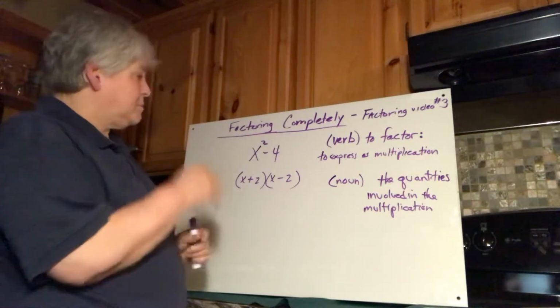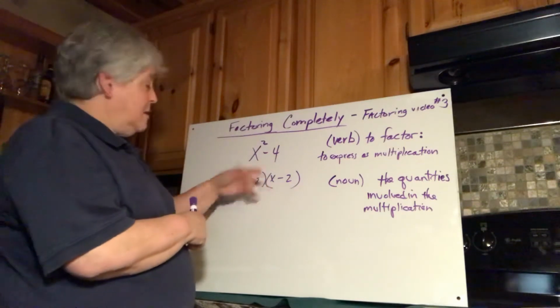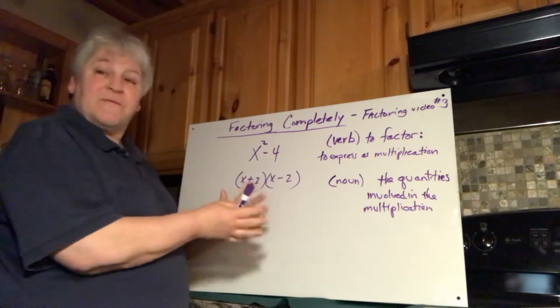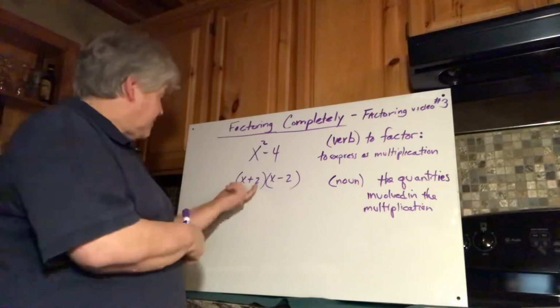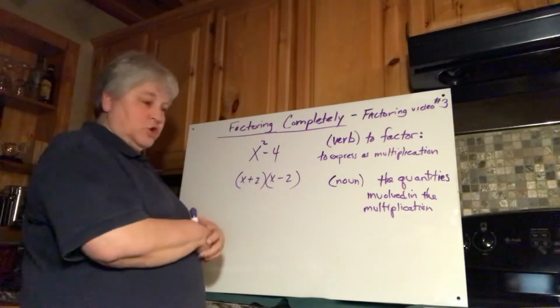So factoring completely means that when we factor, none of the factors can be further factored. In other words, if this was a standalone problem and we were able to factor it further, we should.